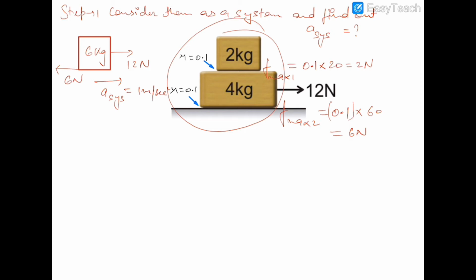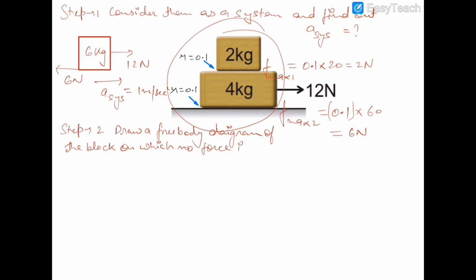Now step 2 is to draw a free body diagram of the upper block, or in fact of the block on which no force is applied, and then you have to draw the free body diagram with respect to the block on which this force is applied.